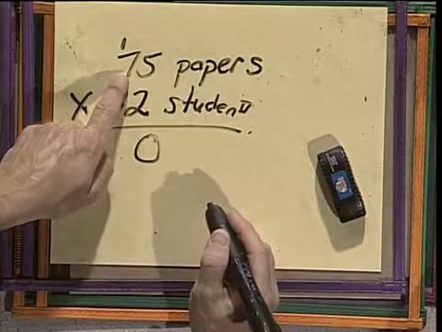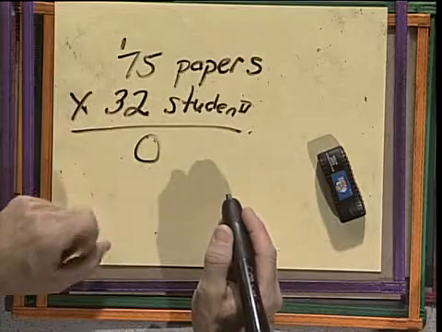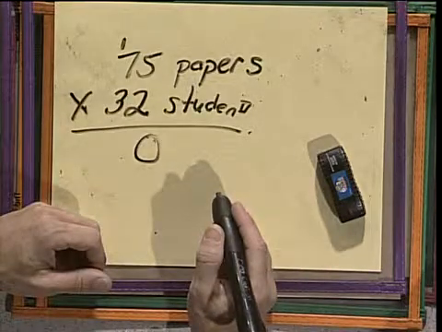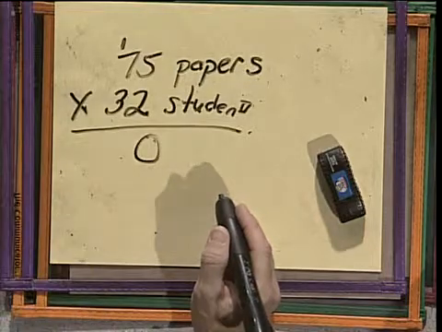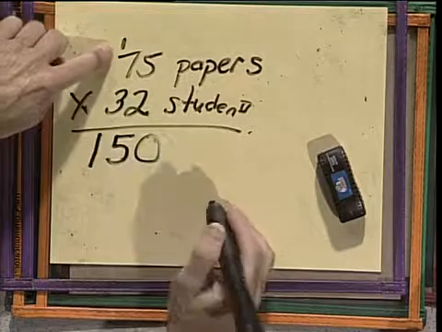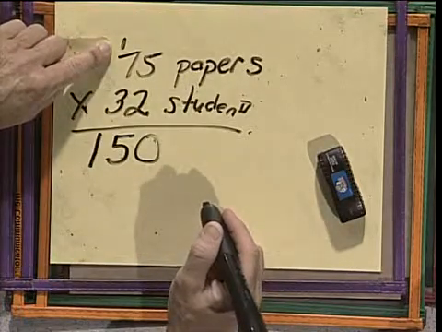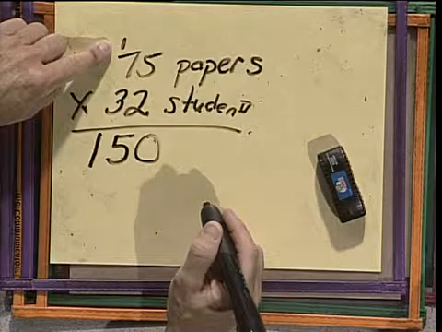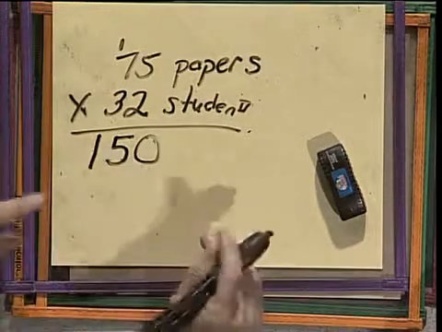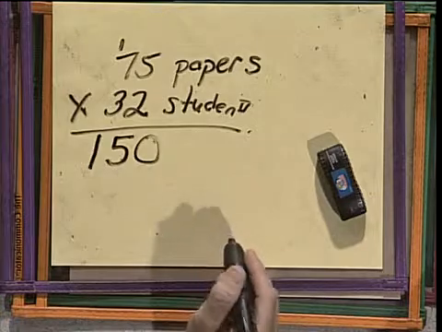2 times 7 is 7 plus 7, 14. Plus 1 more is? 14 plus the 1. We have to carry the 1 we regrouped. We have to add that in. 14 plus 1 more is 15.